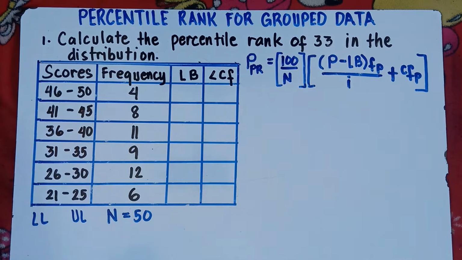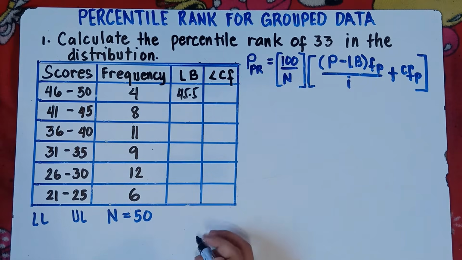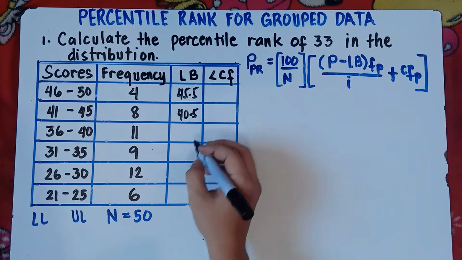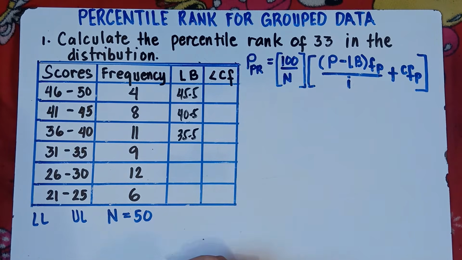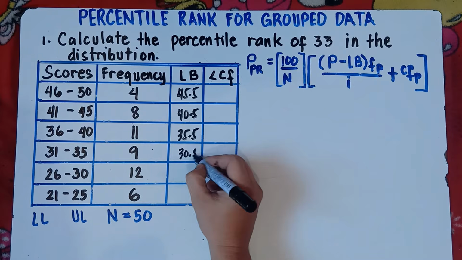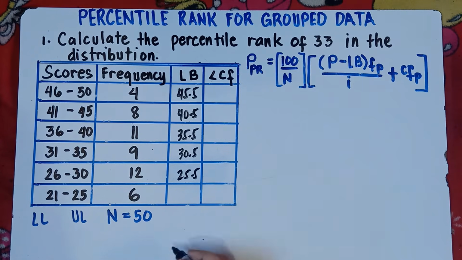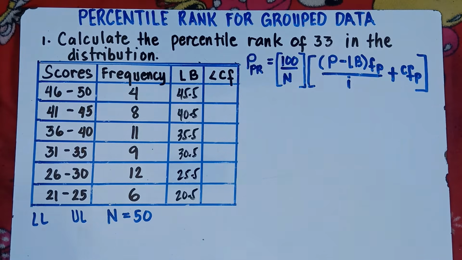46 minus 0.5, that's 45.5. 41 minus 0.5, that's 40.5. 36 minus 0.5, that's 35.5. 31 minus 0.5, that's 30.5. 26 minus 0.5, that's 25.5. 21 minus 0.5, that's 20.5. That's it, class. Easy, right, for the lower boundaries?